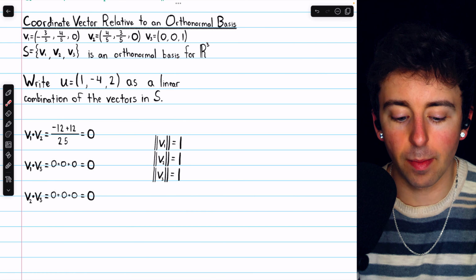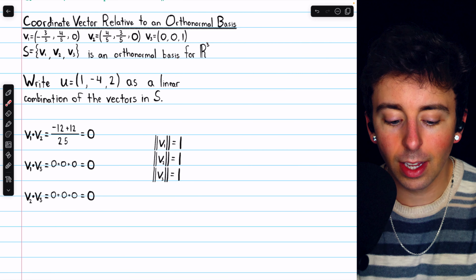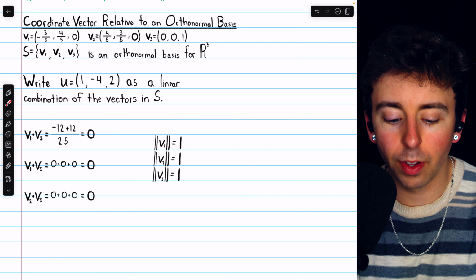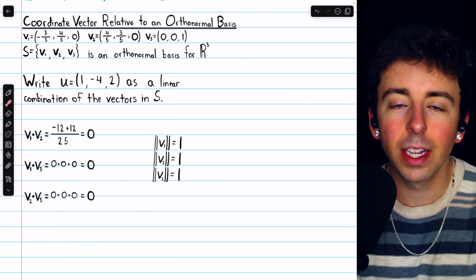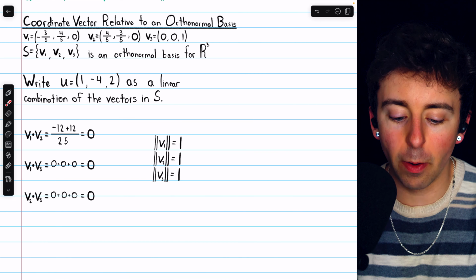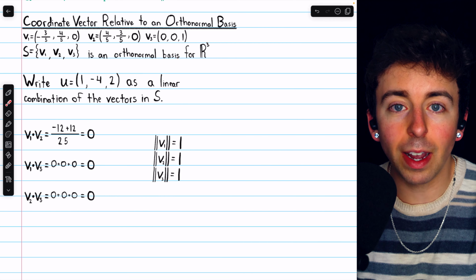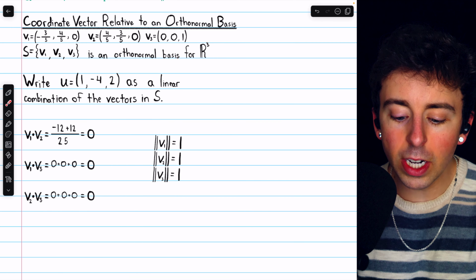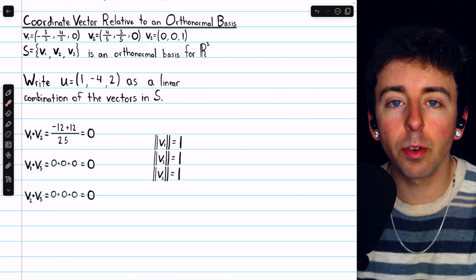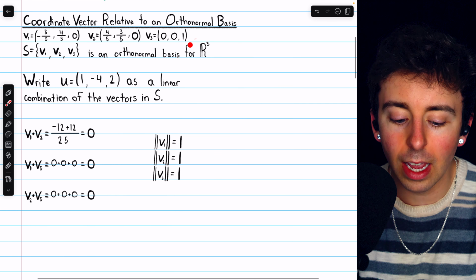Indeed, they are. For example, the norm of v1 is the square root of the sum of the squares of its components. That would be negative 3/5 squared, which is 9 over 25, plus 4/5 squared, which is 16 over 25. That's 25 over 25, which is 1, and the square root is 1. Very similar computation for v2, and v3 is obviously a unit vector. So these vectors are orthogonal unit vectors. We know that they form a basis because, as we previously proved, link in the description, a set of orthogonal vectors is linearly independent. So for sure, this is an orthonormal basis for R cubed.